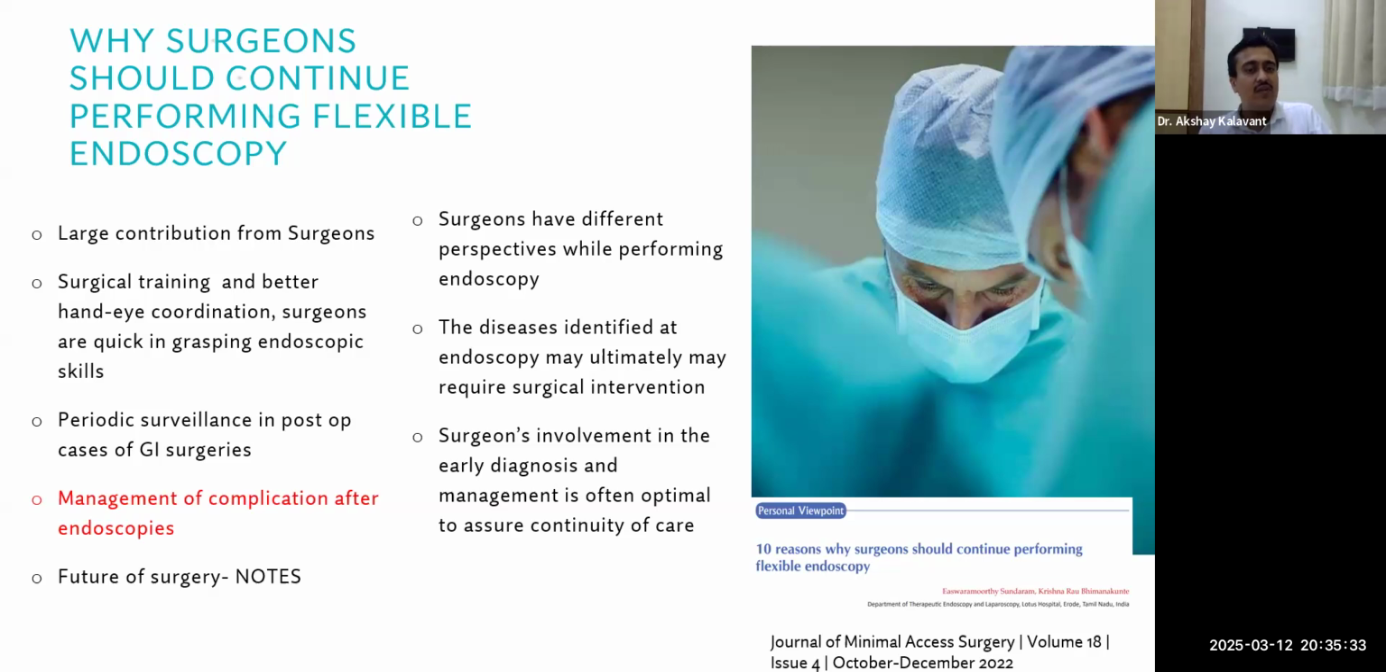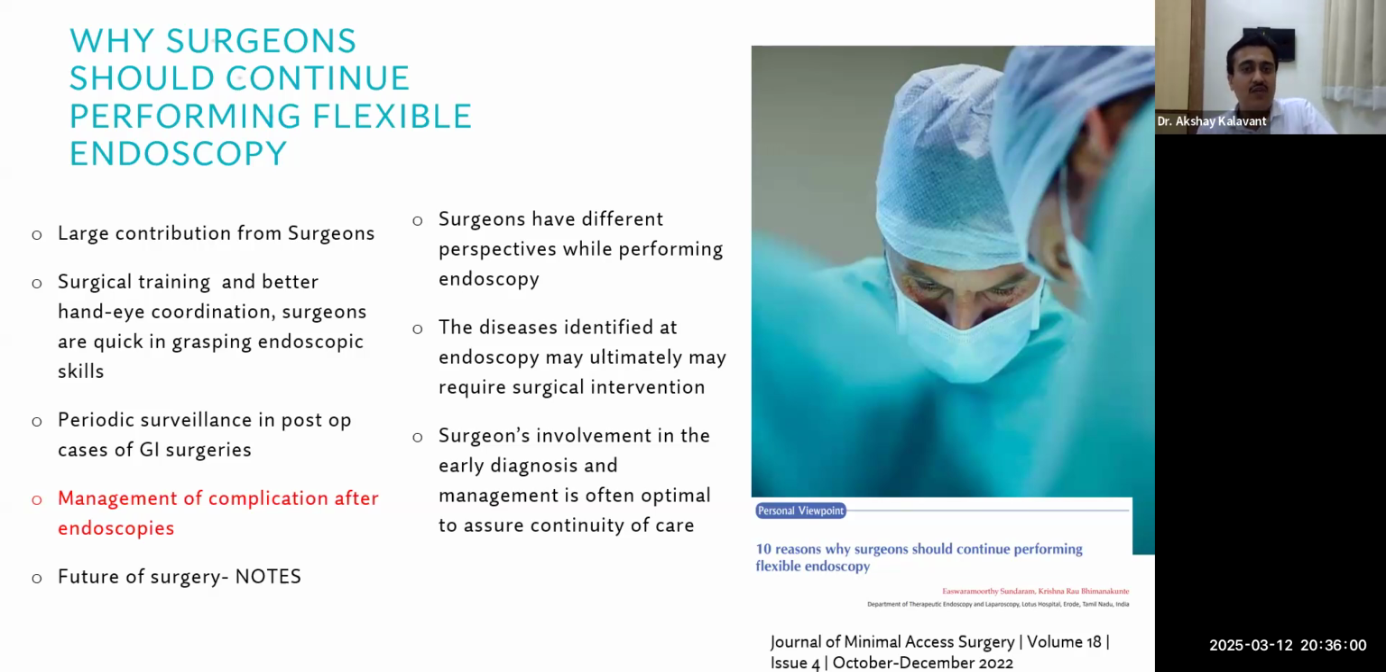Post-op surveillance of cases is actually the onus of a surgeon. If you have done a gastrojejunostomy, you have to follow them up. If you have done a rectosigmoidectomy, you have to follow them up. It is the onus of a surgeon to follow these patients up. So how can you do that? We can do it with the help of endoscopy, and we need not be dependent on other specialists to help us out in following up the cases.